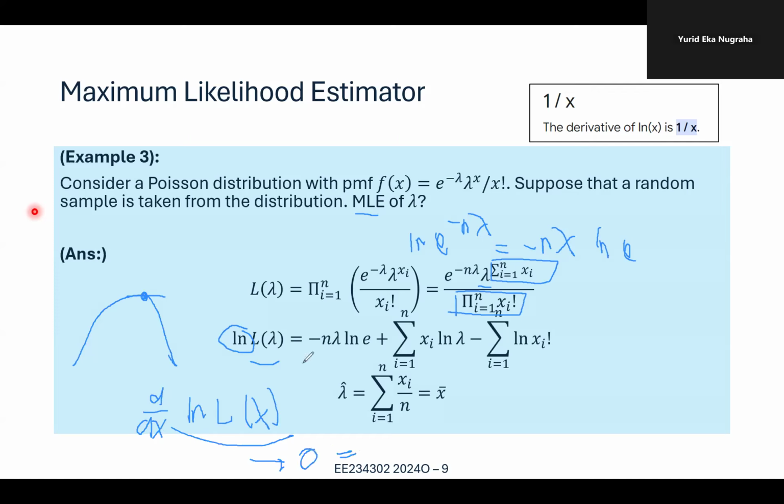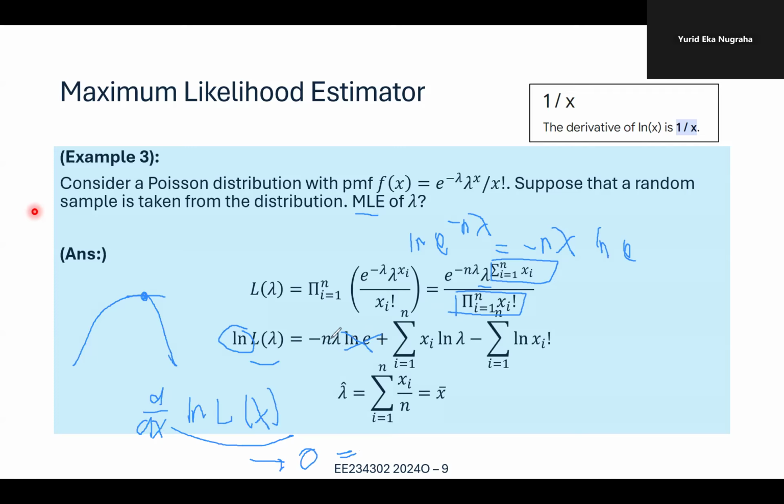This is zero. Yeah, so I will just try to do this. ln e is 1, right? That's why it's easier to use ln, because we can get this fact. We can simplify this equation quite quickly.